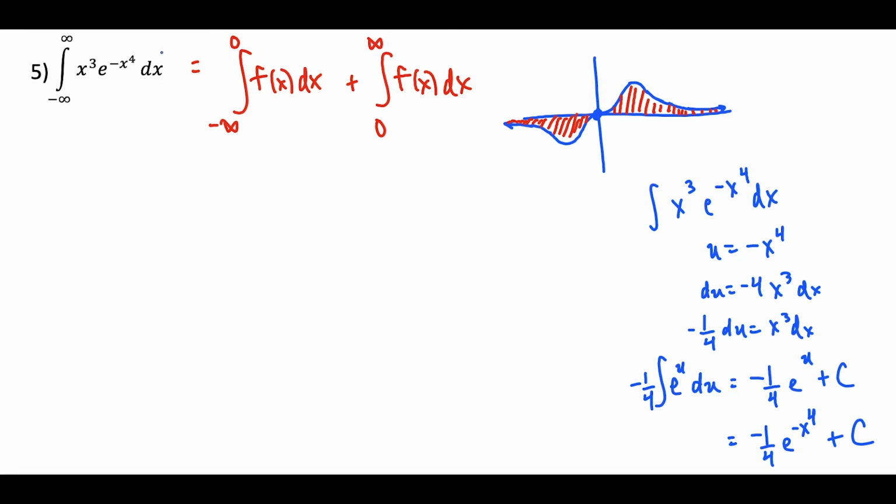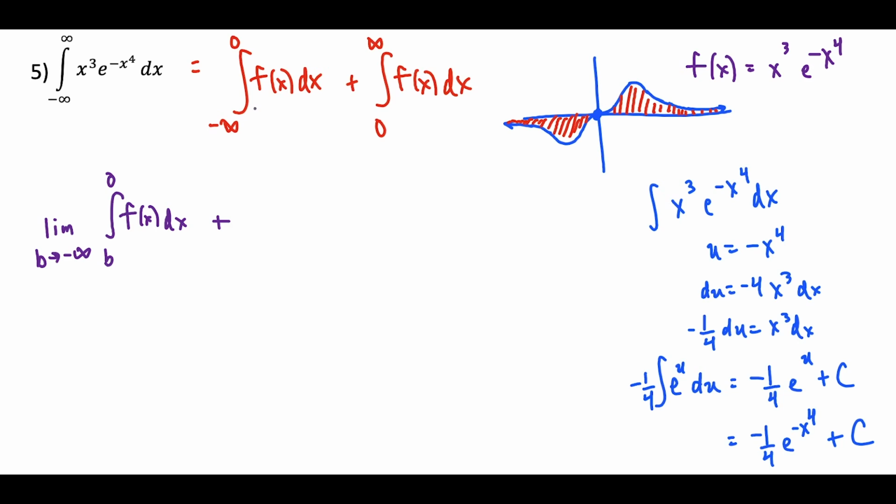So that's going to come in handy in a moment when we actually evaluate this antiderivative. If we look here at this first integral, we could call this the limit as b goes to negative infinity of the integral from b to 0 of f of x dx. Once again, we're assuming f of x is x to the third times e to the negative x to the fourth. So this limit is something we have to evaluate to see if the first part of this integral converges.